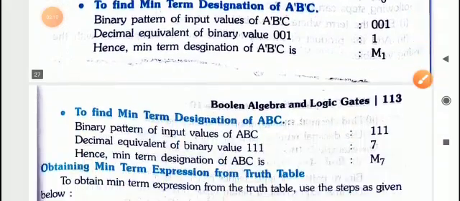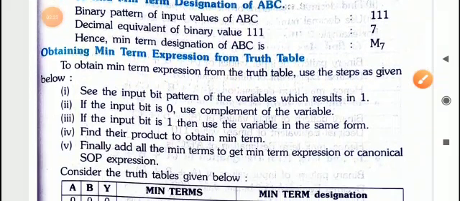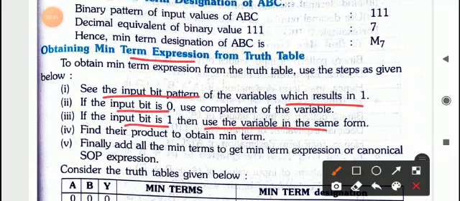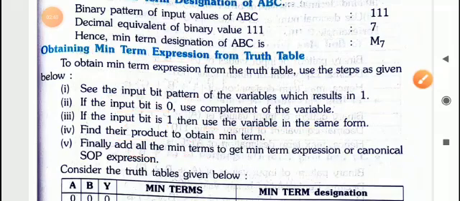Next, how to obtain the min term expression from a truth table. For this you have to see the input pattern of the variables which results in 1. If the input is 0, the variable should be complemented, and if the input is 1, the variable is used as it is. Now find their product to obtain the min term, and finally add all the min terms to get the min term expression or canonical sum of product expression.